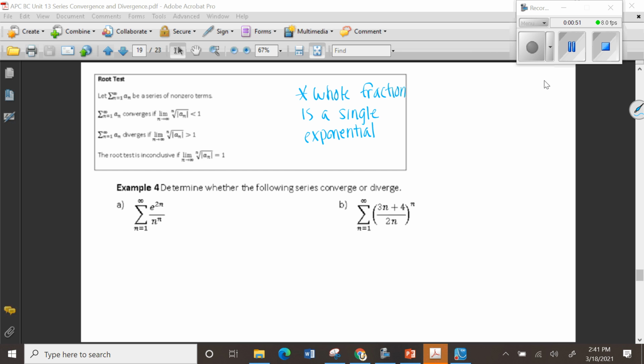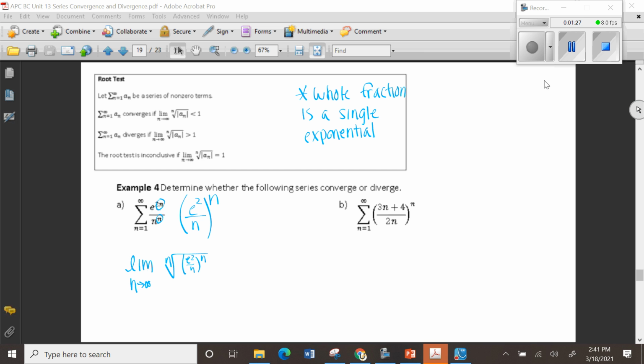So like in A, I can write this as e squared, which is a number by the way, over n, all to the nth power, because both of those have that n in the exponent. So what that means is I can take the limit as n goes to infinity, and I can just do the nth root. So basically I'm saying I don't care what that power is there. E squared over n, the nth root. And then to the n power right there.